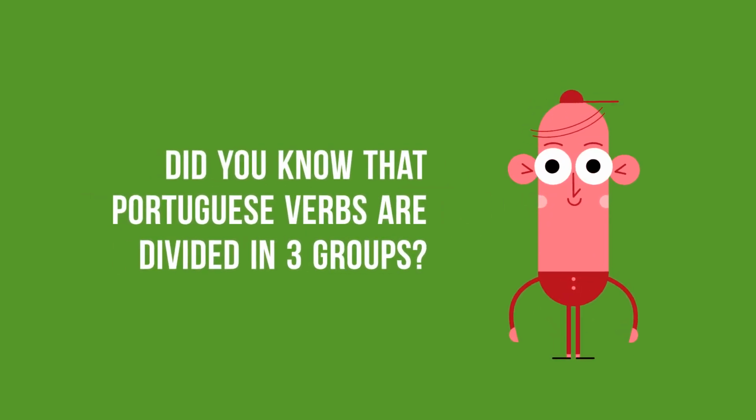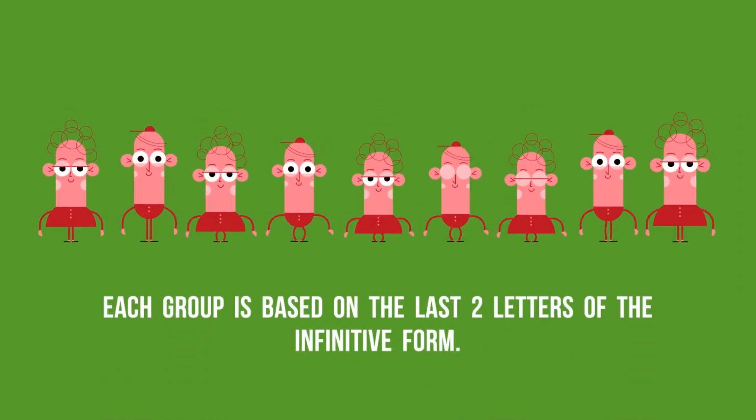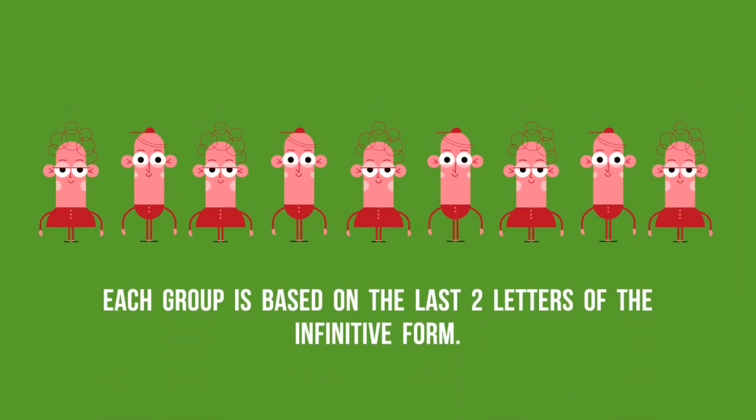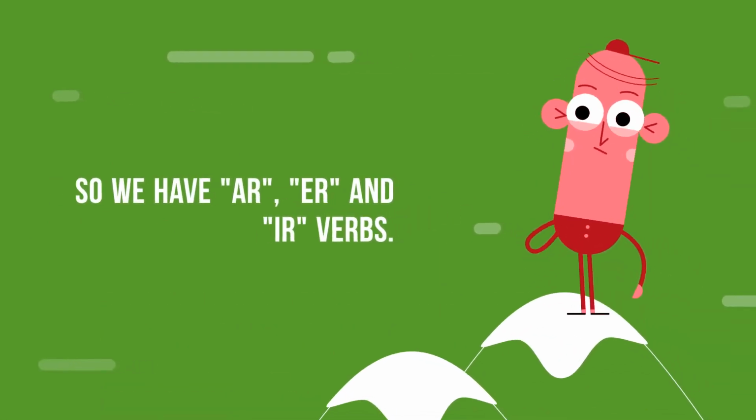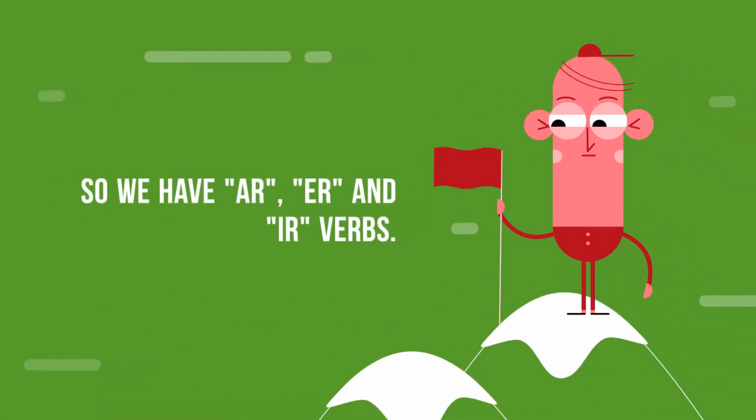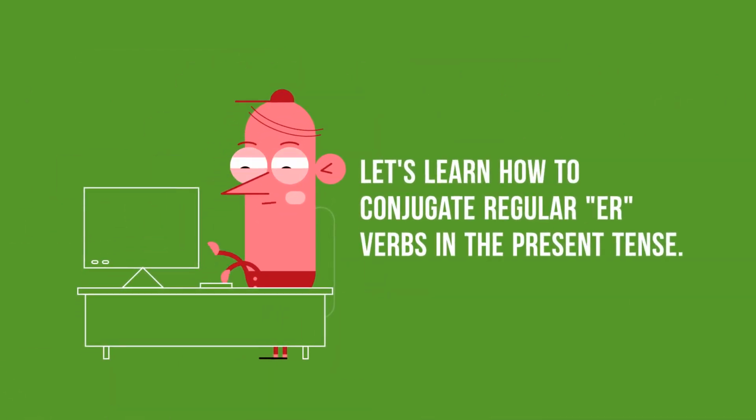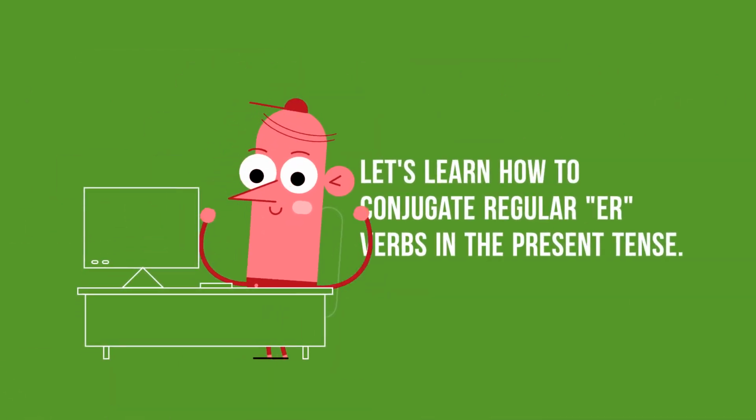Did you know that Portuguese verbs are divided in 3 groups? Each group is based on the last 2 letters of the infinitive form. So we have AR, ER, and IR verbs. Let's learn how to conjugate regular ER verbs in the present tense.